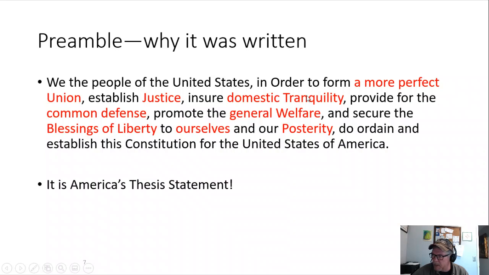Domestic tranquility, peace at home, right? Common defense, that's a pretty easy one to understand. The country is going to defend itself. The general welfare, making things better for folks. A rising tide raises all boats, not just for a certain group of people.